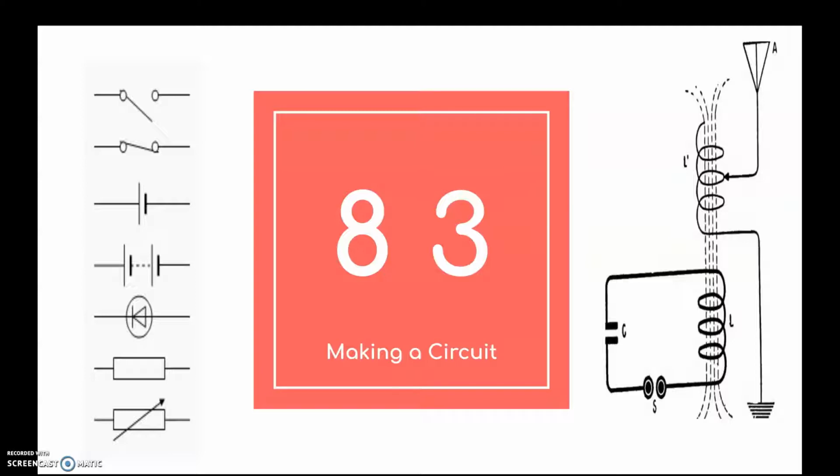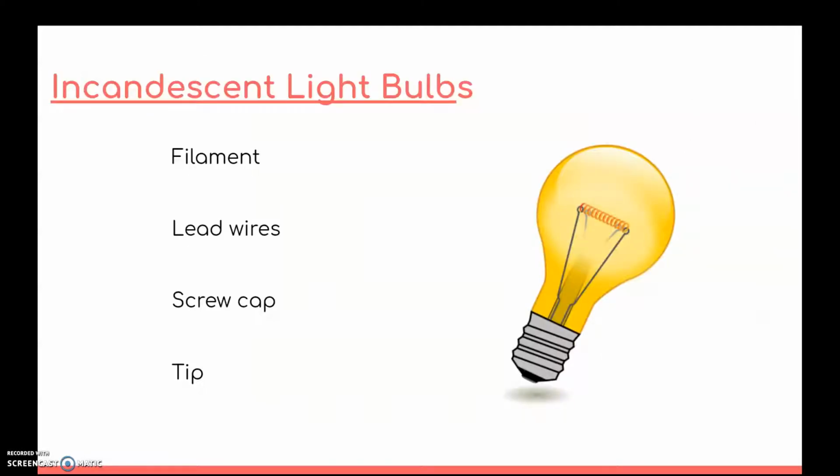Okay. So in our last science lesson, we learned about light bulbs. So let's just review what we learned. Look back in your electricity booklet and open it up to page 7. So we learned about incandescent light bulbs.